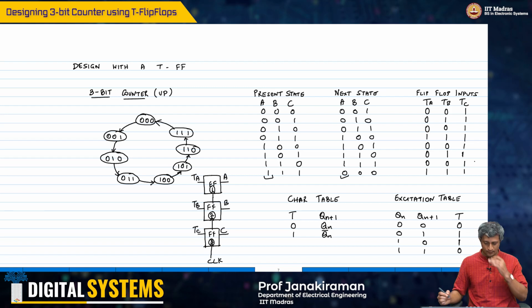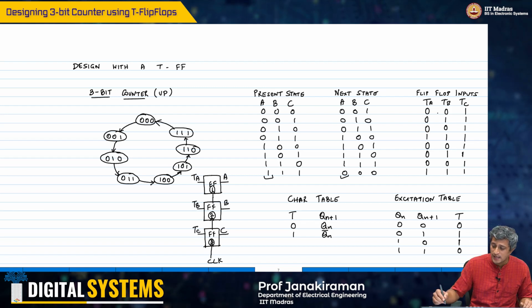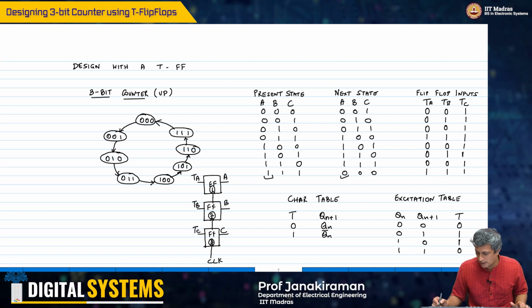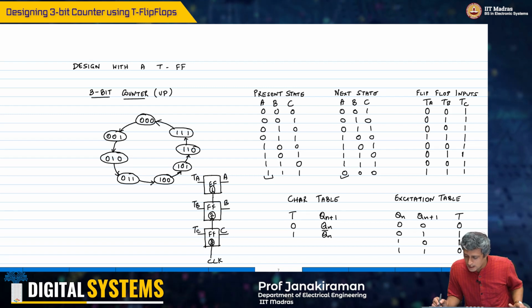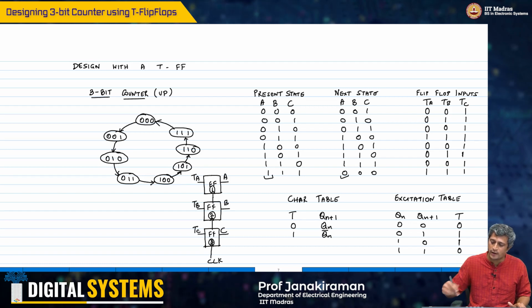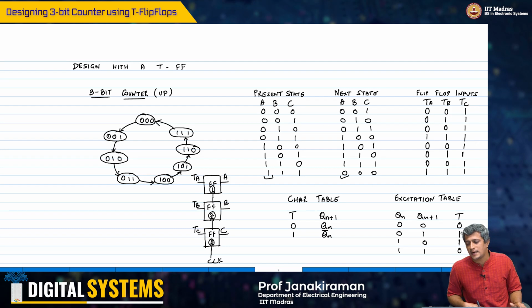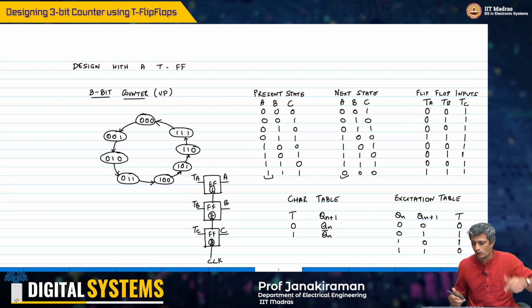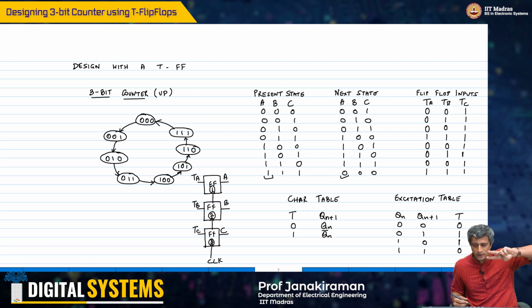Oh, interesting. So basically what we have is the TC input has to simply be connected to 1 always, because you just have to keep toggling that flip-flop output always. On the other hand, TB is toggling every alternate cycle, and TA is toggling every four times. So TB is toggling every other cycle.